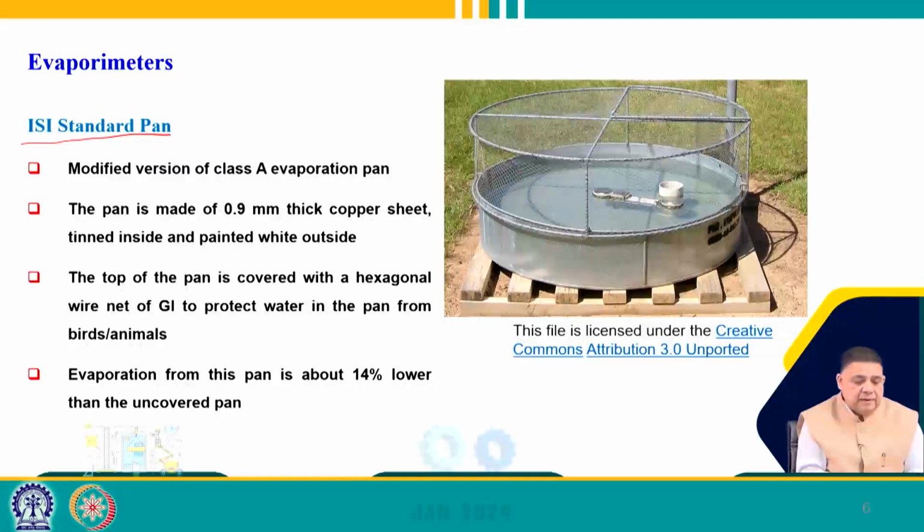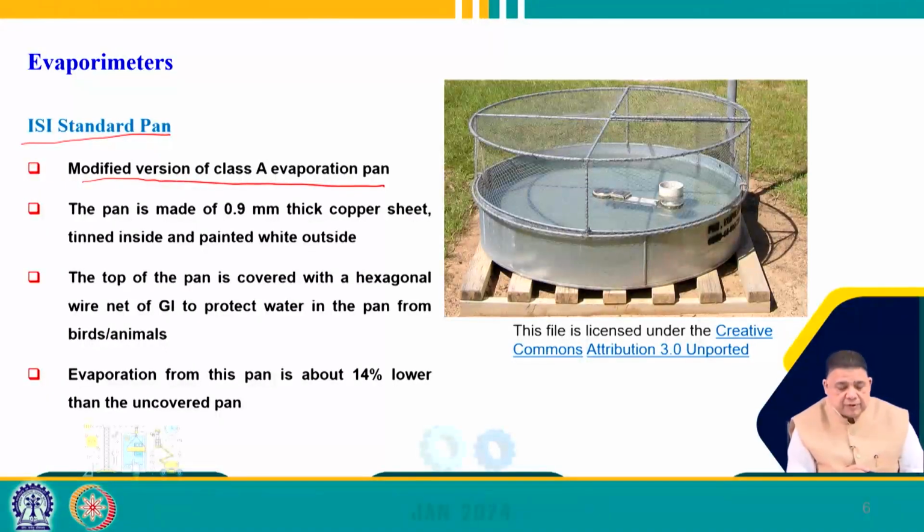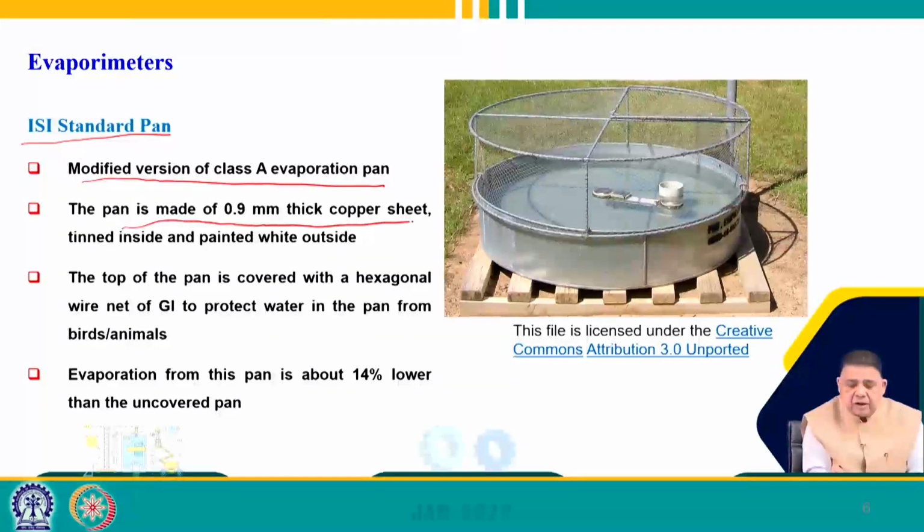It is an Indian version. It is basically a modified version of the class A evaporation pan we just discussed, and that simply means the dimensions are kept the same. The diameter is 1.21 meters, the depth is 255 millimeters. Only this pan is made of 0.9 mm thick copper sheet instead of galvanized iron. In this case, we use a copper sheet to fabricate it, and it is tinned inside and painted white outside.